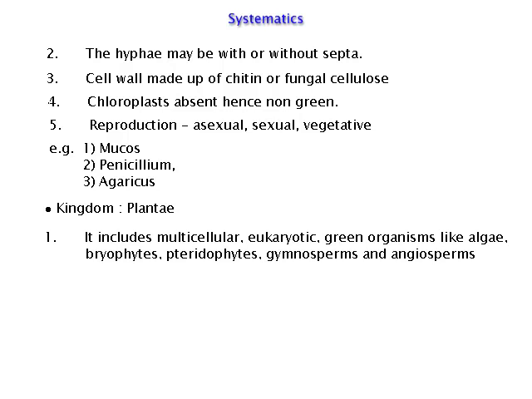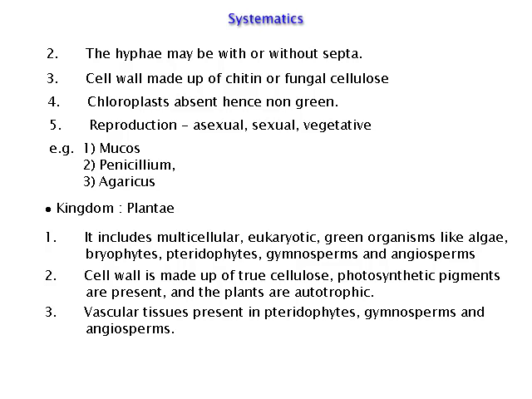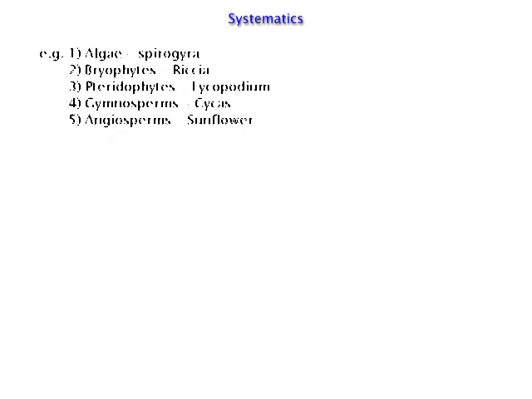Kingdom Plantae. It includes multicellular, eukaryotic, green organisms like algae, bryophytes, pteridophytes, gymnosperms and angiosperms. Cell wall is made up of true cellulose, photosynthetic pigments are present and the plants are autotrophic. Vascular tissues are present in pteridophytes, gymnosperms and angiosperms. Reproduction. Vegetative, asexual or sexual. For example, algae, Spirogyra, bryophytes, Riccia, pteridophytes, Lycopodium, gymnosperms, Cycas, angiosperms, sunflower.